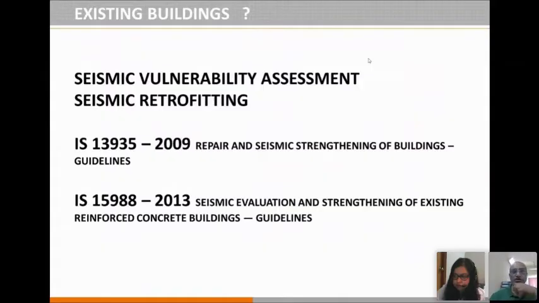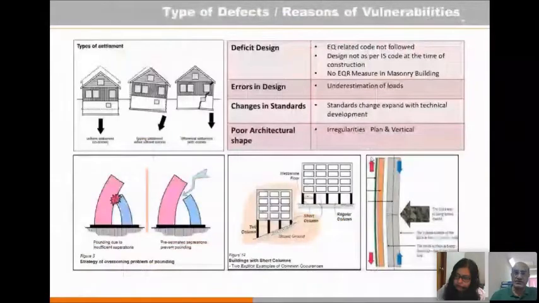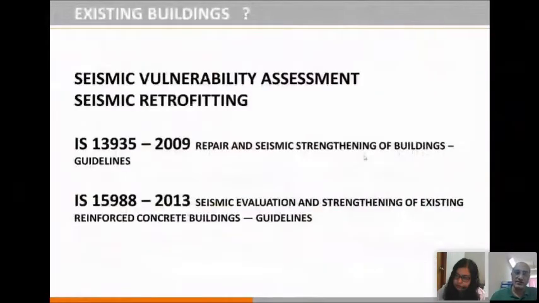up. And when you talk about seismic vulnerability assessment, there are two codes, that is IS 13935, which clearly mentions the repair and seismic strengthening of buildings, and the code IS 15988:2013, which talks about the seismic evaluation and strengthening of existing reinforced concrete buildings. Whereas for seismic vulnerability assessment, action has recently been taken by NDMA, and a code will be brought out on how to carry out the seismic vulnerability assessment of existing building stocks. I will come to that just 2-3 slides later.